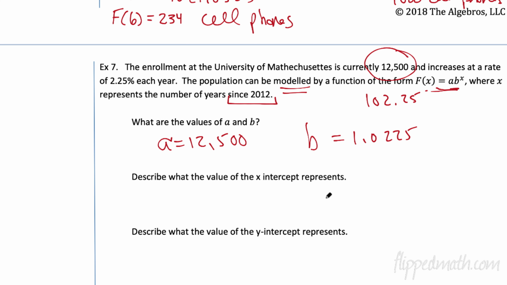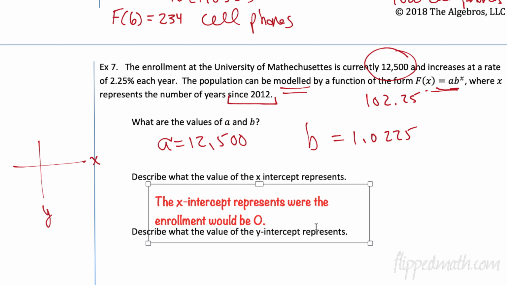Okay, describe what the value of the x-intercept represents in this problem. Ooh, x-intercept. That has me shook. Let's look at a little x-intercept here. There's x, here's y. So the x-intercept is where what? y equals 0. This is where f of x equals 0. This is where the enrollment equals 0, right? So in this situation, the x-intercept would equal the point at which the enrollment would be 0.